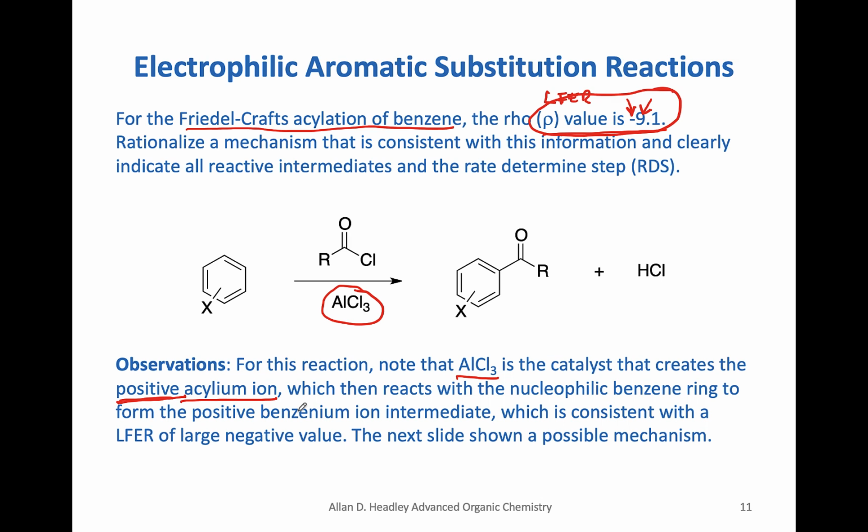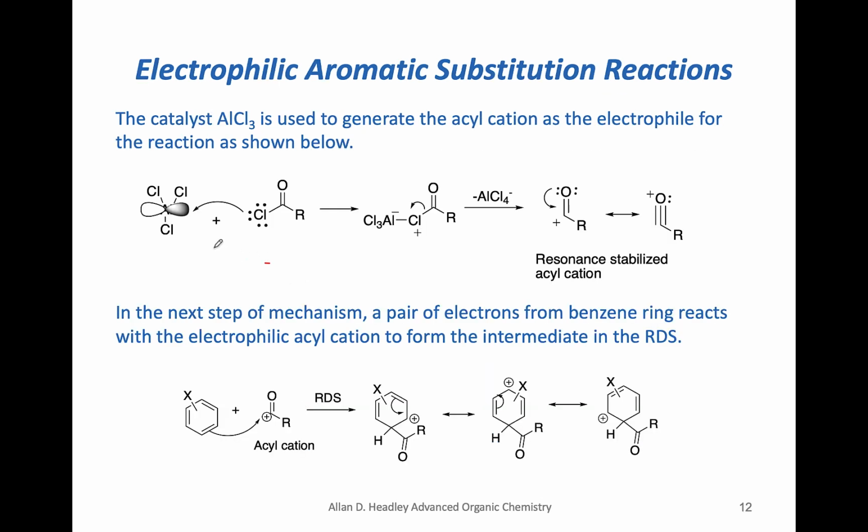So let us see how that would work. As we have said, this is a catalyst, and its job is basically to pull off this Cl here to generate the resonance stabilized acyl cation. So this is our E+, the electrophile. The benzene ring reacts with the acyl cation in the rate determining step to give this benzenium cation, which, as you can see, is positive.